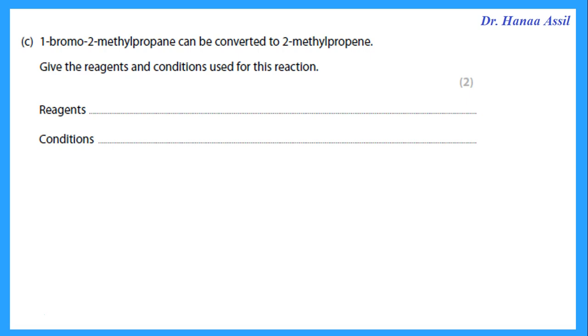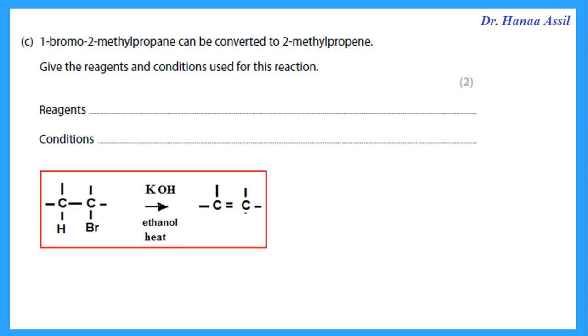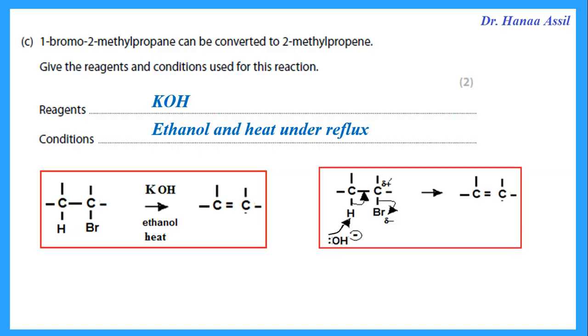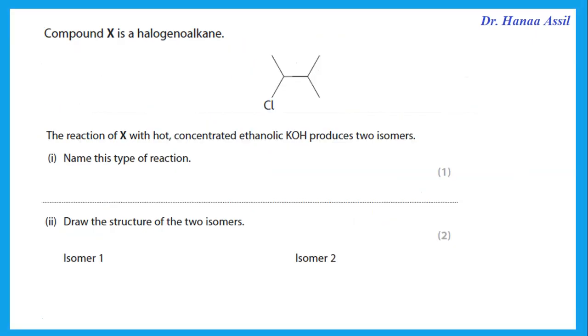1-bromo-2-methyl-propane can be converted to 2-methyl-propene. So in this case, I am forming the alkene. So what should I add? Changing halogenoalkane to alkene, I react it with potassium hydroxide in presence of ethanol. Heat under reflux. The hydroxide acts as a base, takes the hydrogen on the neighboring carbon, and forms a propene.